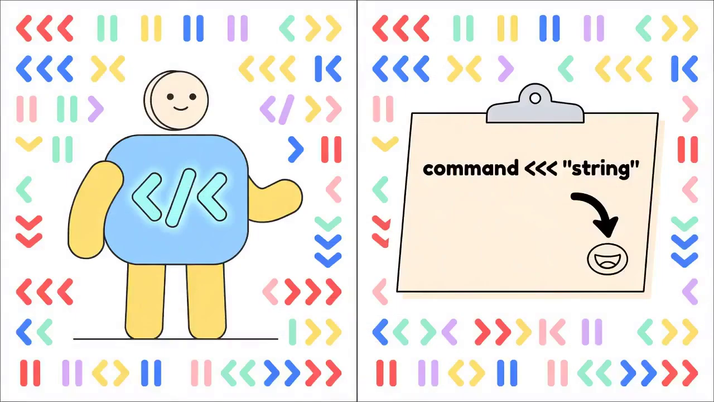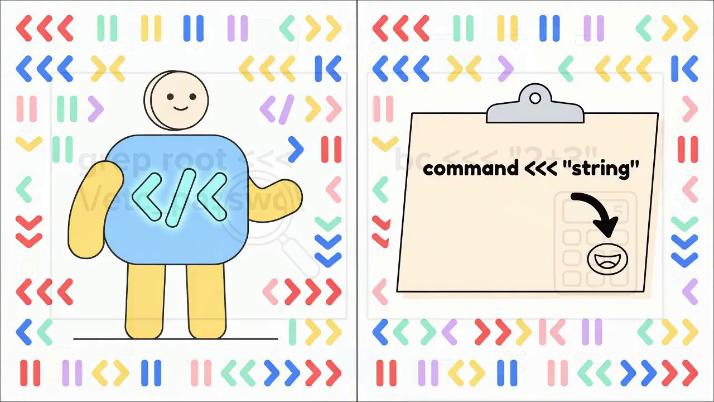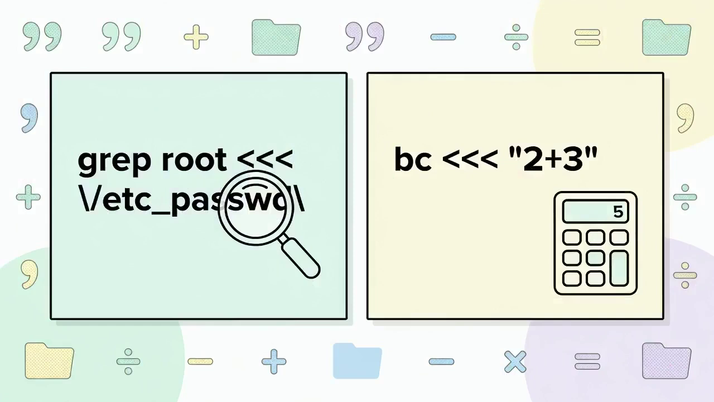Meet the here string, 3 angle brackets that turn any single line into standard input with zero ceremony. The syntax is lean. Command <<< string delivers that string straight to the command's stdin, with a trailing newline automatically appended. Think of here strings as the quick-fire cousin of the heredoc, where << demands a closing delimiter block, <<< just wants one word. Perfect for one-liners like grep root <<< /etc/passwd, or bc <<< 2+3.